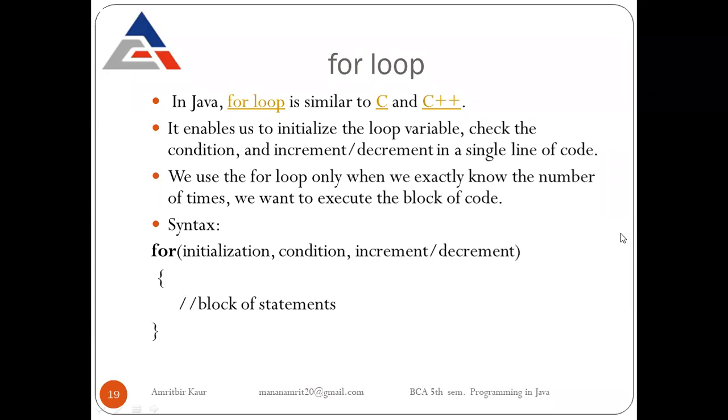We use the for loop only when we exactly know the number of times we want to execute the block of code. So it is similar to C. Here firstly we initialize, then we check a condition, and then increment or decrement. For example, if we want to execute a loop 5 times or 10 times. But if I don't know how many times I want to execute a loop, then we cannot use the for loop.